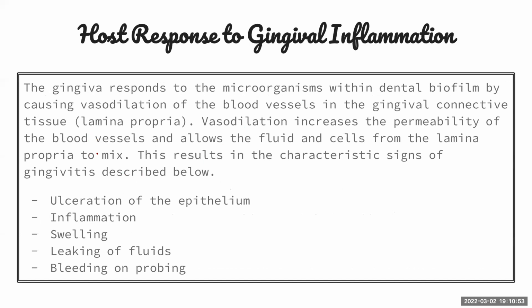So we've got this vasodilation going on with the gingival connective tissue. The vasodilation increases the permeability of the blood vessels and allows the fluid and the cells from the lamina propria, or the connective tissue, to mix, and this results in the characteristic signs of gingivitis. You've got ulceration of the epithelium. You're not going to see it, but that ulceration is a sign of inflammation. Swelling is a sign of inflammation. You've got an increase in the gingival crevicular fluid, and when you go underneath the gum tissue and poke it, it's going to bleed because of the ulceration, swelling, and inflammation.